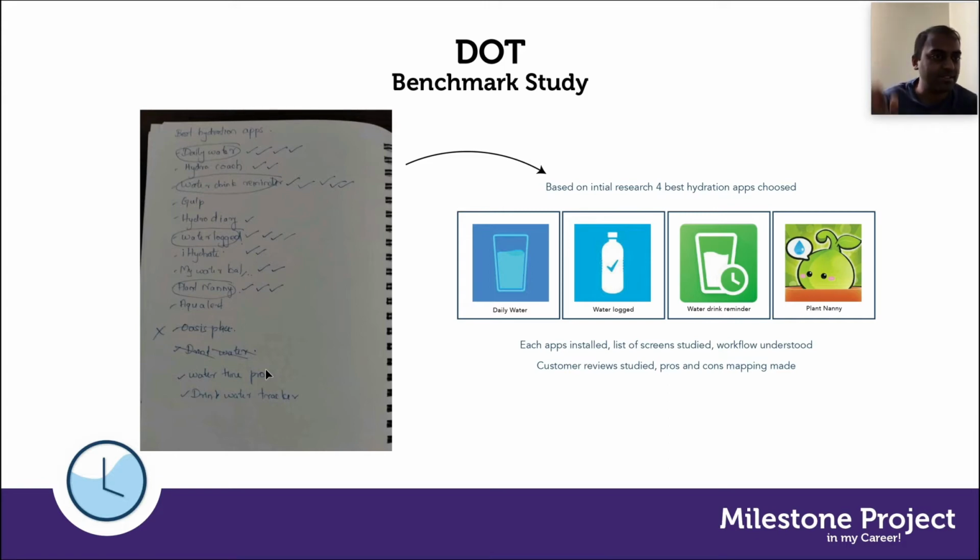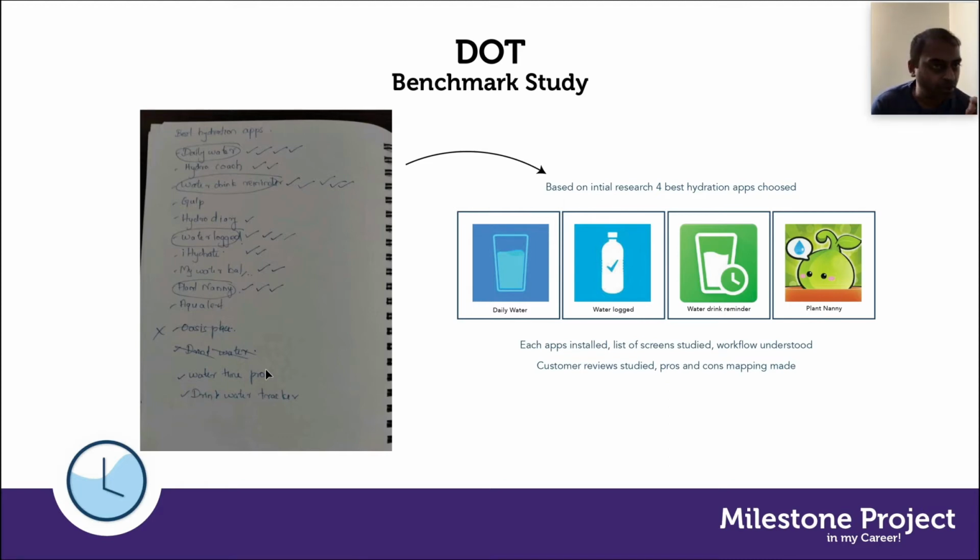This is like the Pareto rule, the 80-20 rule. Instead of researching the complete 100% of apps, you can choose the top 4 apps which occupy 80% of the industry. These 4 apps are used by the major users, and they are the best hydration apps in this industry. One is Daily Water, another is Water Log, Water Drink Reminder, and Plant Nanny.